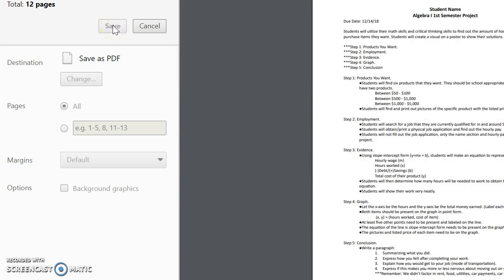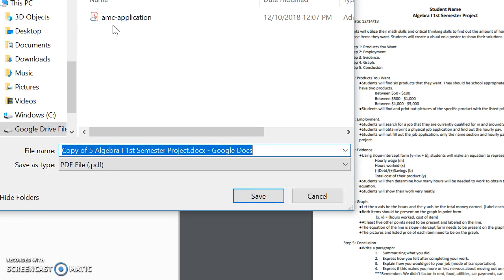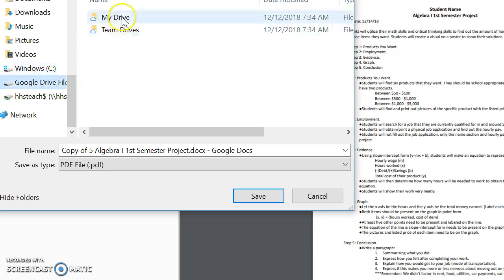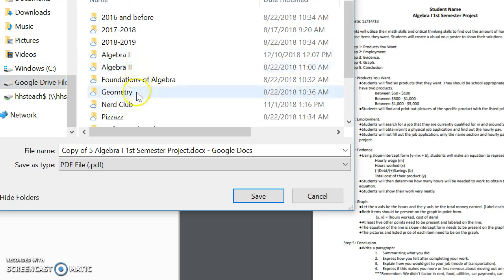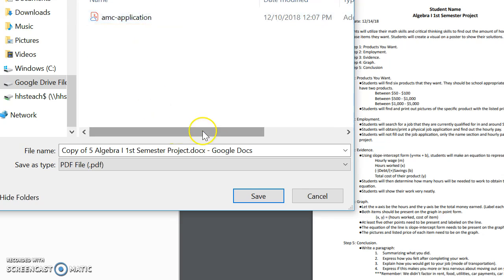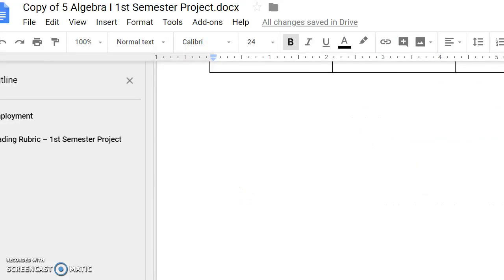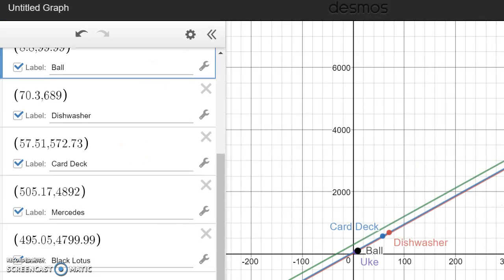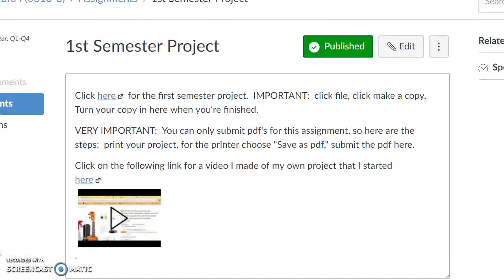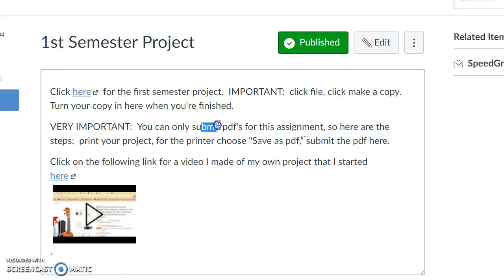All right. Then we go to save, and this is where you're going to choose your Google Drive folder. I have a different navigation than you guys. Algebra 1, where's my project? Boom. This is where I'm going to put it, as a PDF. Boom. That way when I go to Canvas and submit it, it will accept it. Because it says you can only submit PDFs. All right. Please ask questions and have a good day.